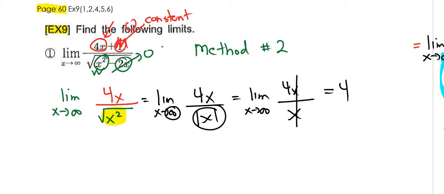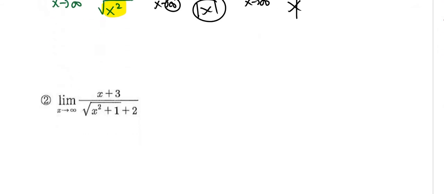So method number 2 works really well when you can compare the powers of x on the numerator and the denominator. Sometimes we can use method number 2 and sometimes we can't, depending on how the problem is set up, but so far we can use it for these kinds of problems. Okay, let's move on to question number 2 now.